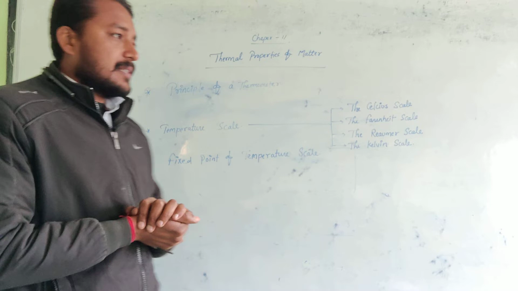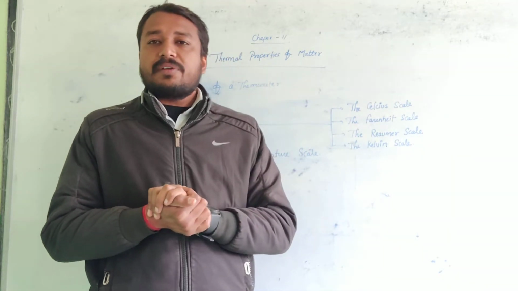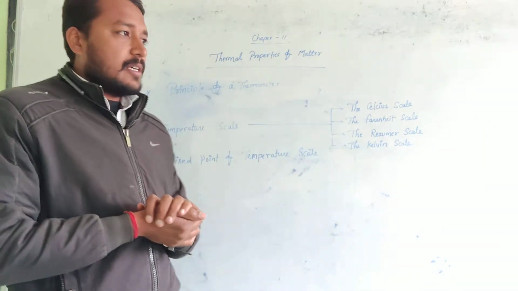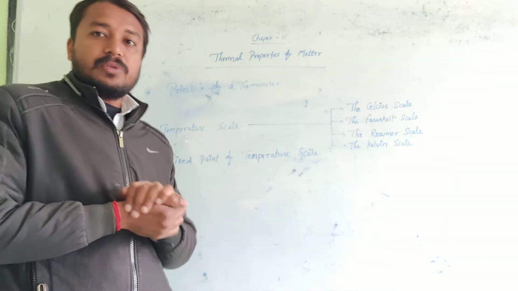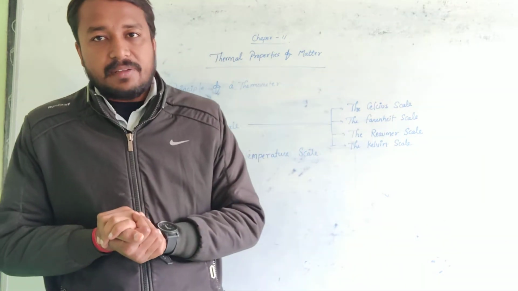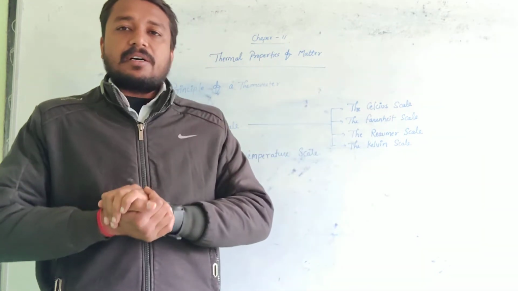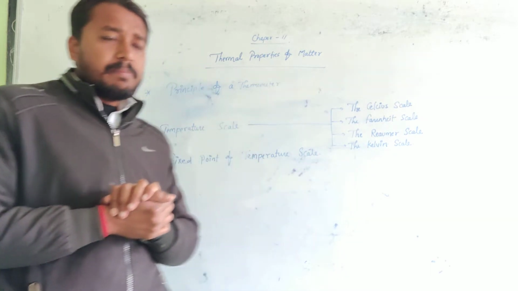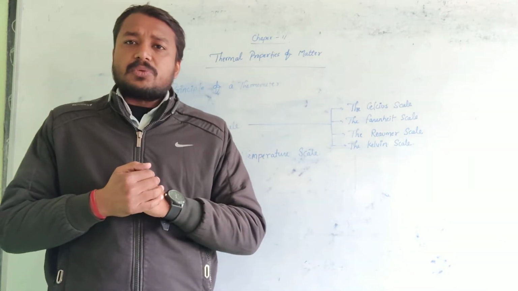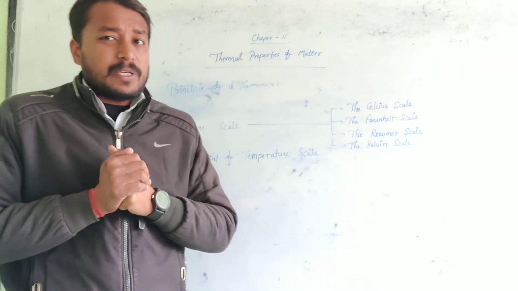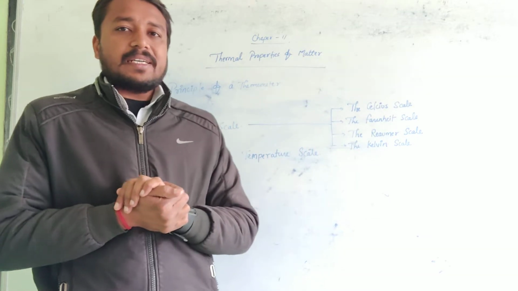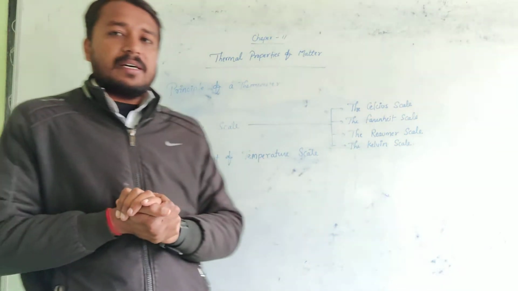So the Kelvin scale starts from the absolute zero temperature, that is 273.15, and ends at 373.15. That means it has 100 divisions, which is equal to the degree Celsius. Means in the Celsius scale also there are 100 divisions, and in the Kelvin scale also 100 divisions. But in the Kelvin scale the freezing point of a liquid is 273.15 and the boiling point of water is 373.15. So these are the temperature scales which are used for measuring temperature.